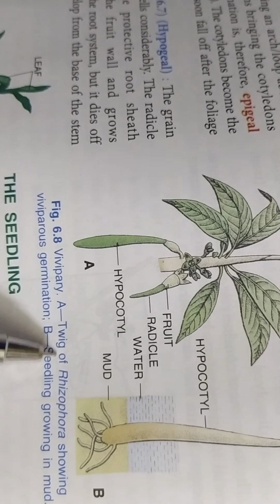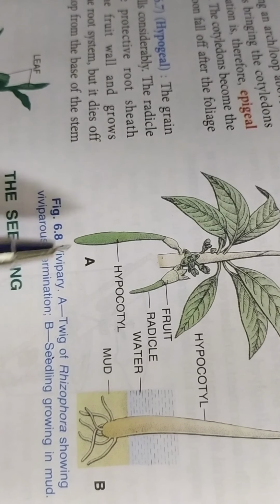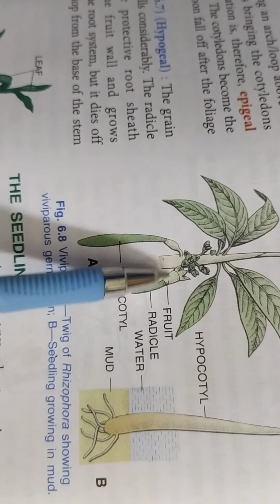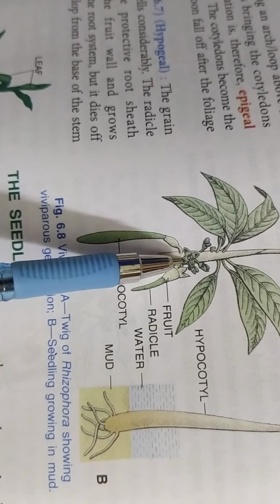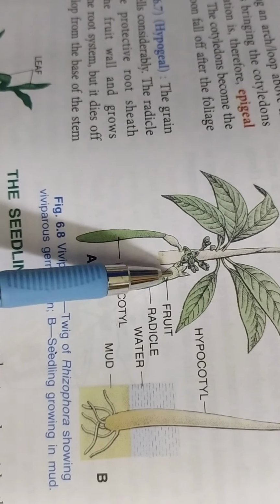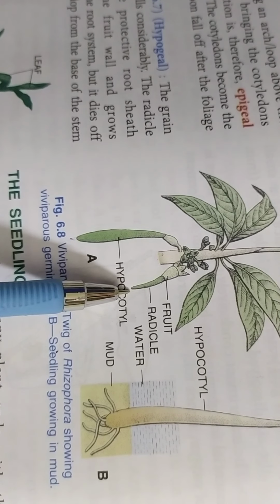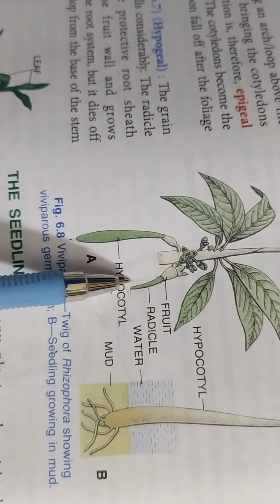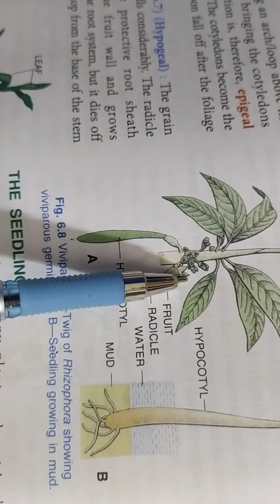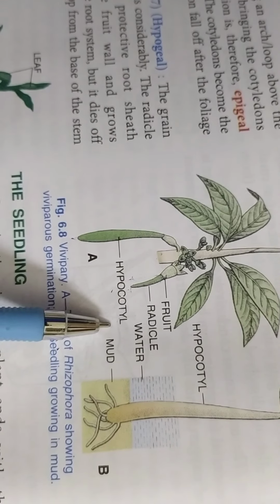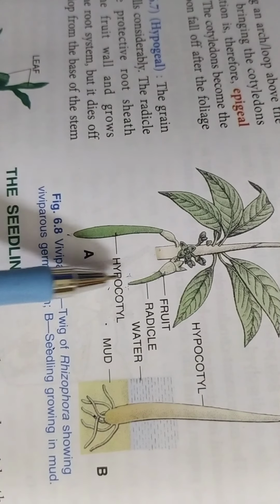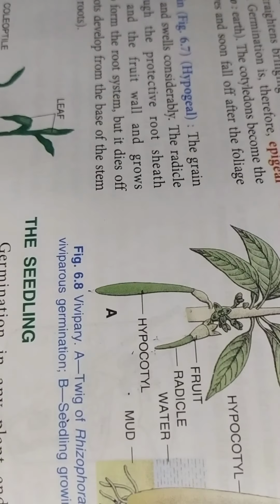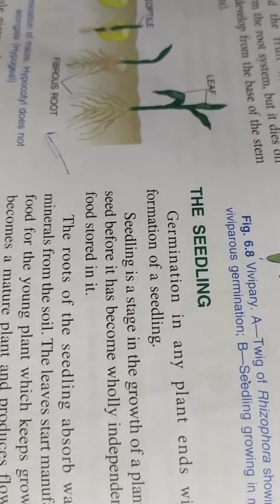Look at this plant, Rhizophora, viviparous germination. This is the fruit and this is the main plant, the parent plant, and it is still attached, and while being attached the radicle has started coming out, the hypocotyl and radicle. Then after the plant grows, it is later detached, and it will fix itself in the mud, and then it will form further leaves. This type of germination is called viviparous germination.